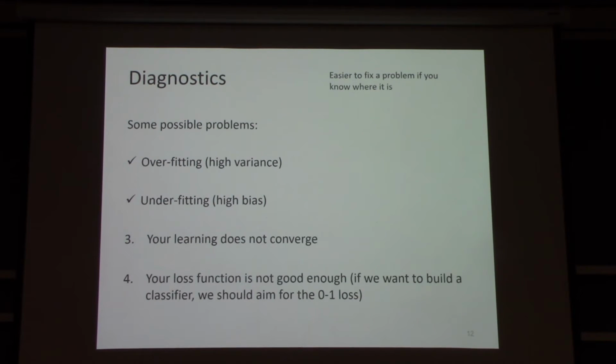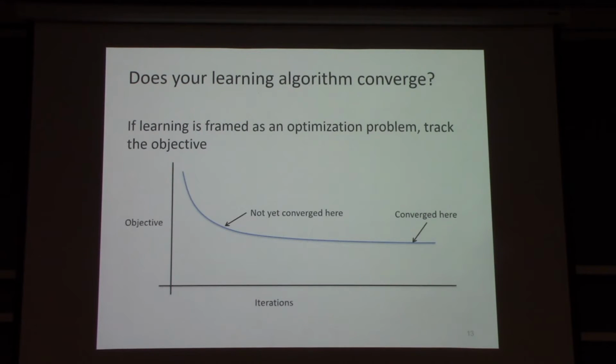Alright. Another way of diagnosing problems is to look at the convergence of your learning. A dominant way of thinking about learning is to frame it as an optimization problem, learning as loss minimization. If you're minimizing a loss, or any objective function, you can plot the objective as the number of iterations goes. And this is what you did in your homework. Typically, if you're minimizing, you'll see a curve that looks like this.